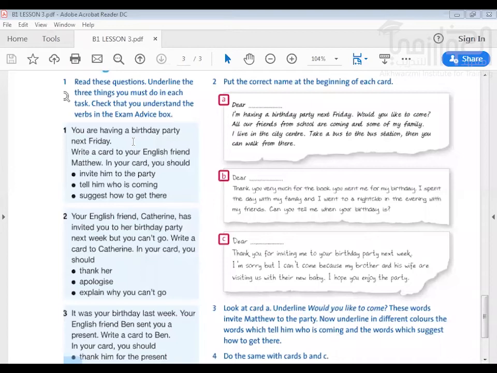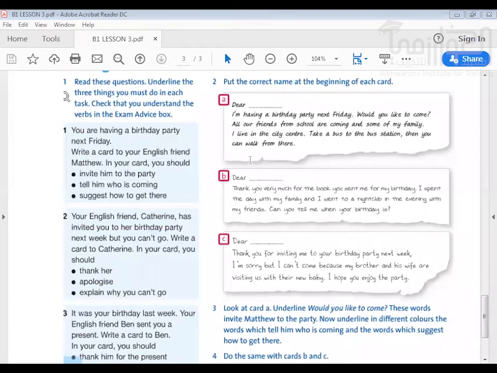So look at the names. You are only looking for names here. Look for the names like Matthew, Catherine, Ben. Okay, so these are the names that should be there. You can pause the recording for a short time, and then you complete before you resume the recording.